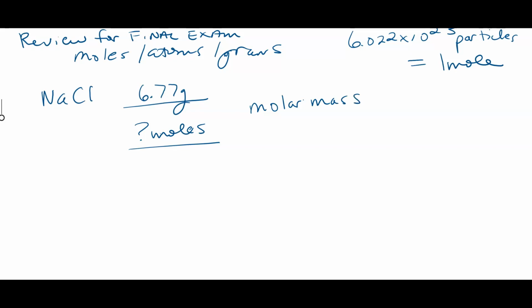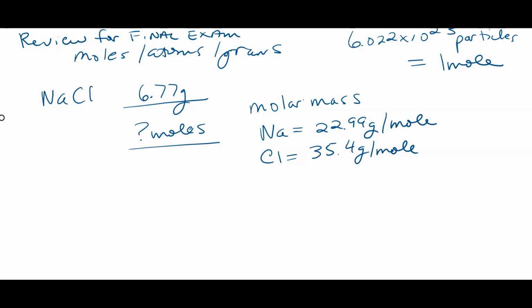So I need to figure out what that is. On the periodic table, it says that the molar mass for sodium is 22.99 grams. And for chlorine, the mass is 35.45 grams per mole. So use the periodic table I give you on the exam so that you come up with the same answer I have, 35.45. Then you won't be confused when you look at the multiple choice.